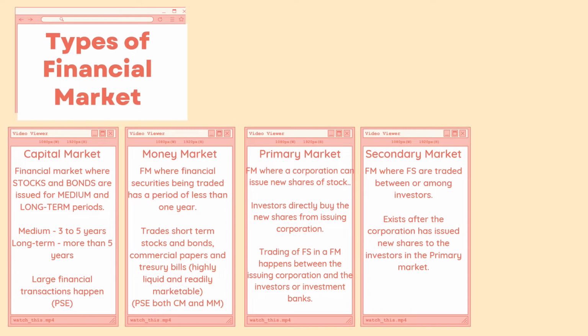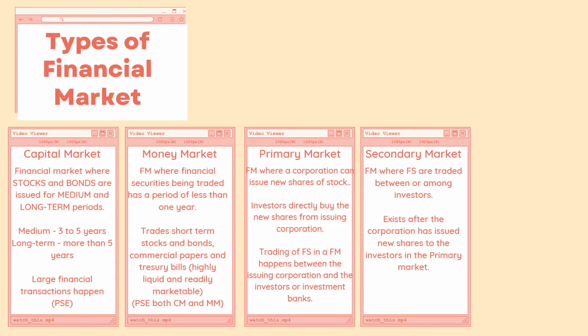And the last is the public market. A public market is a market in which the financial securities of publicly listed corporations are traded following a standardized contract agreement and procedures. A corporation is classified as publicly listed when its shares are available for sale to the public.